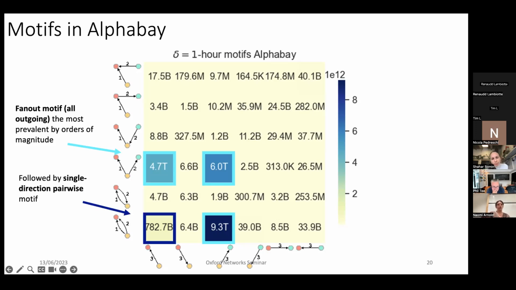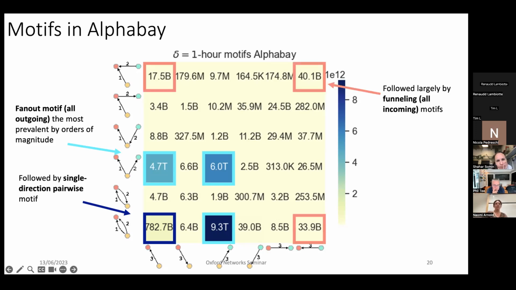Then another motif which was still an order of magnitude down from that, but was fairly common, was pairwise, one direction, all outgoing motifs between two users. And then possibly the next one down on the magnitude was the motifs which were all incoming to one node. And we found actually that at least for this delta of 1 hour, the triangles were fairly low, some of them in the hundreds of thousands.